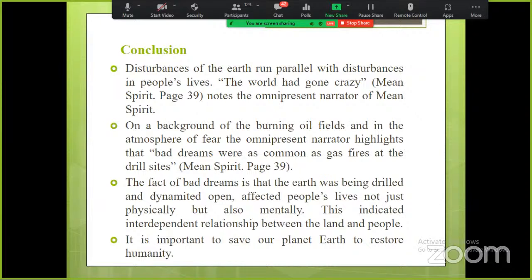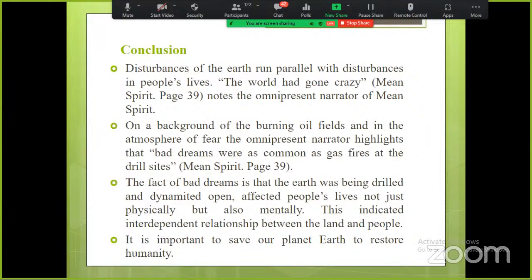Conclusion. Disturbance of the earth runs parallel with disturbances in people's lives. The world had gone crazy, notes the omnipresent narrator of Mean Spirit. Just like Priyadarshini ma'am told in today's session, rising temperature affects human beings and earth badly. Similarly here, it shows how human beings are getting affected with the burning oil fields and all.